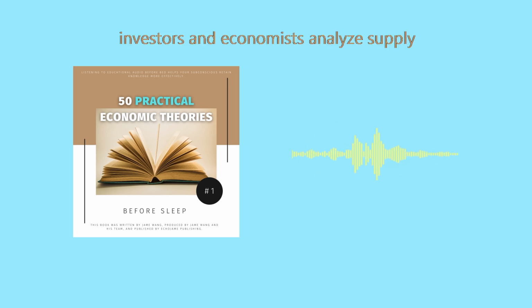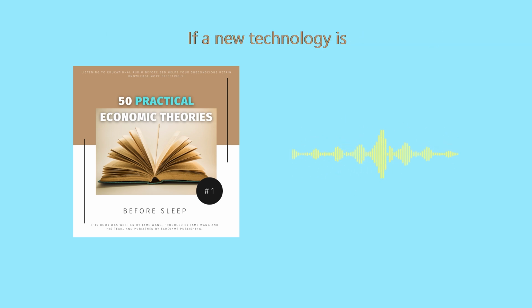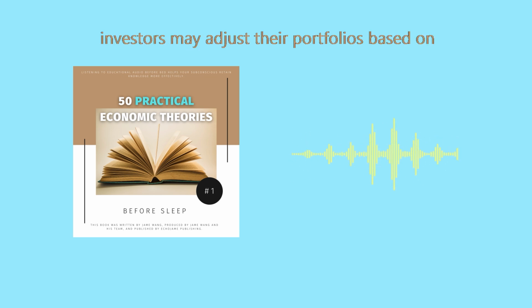Lastly, investors and economists analyze supply and demand trends to forecast market movements. If a new technology is anticipated to disrupt the market, investors may adjust their portfolios based on expected changes in demand for existing products.